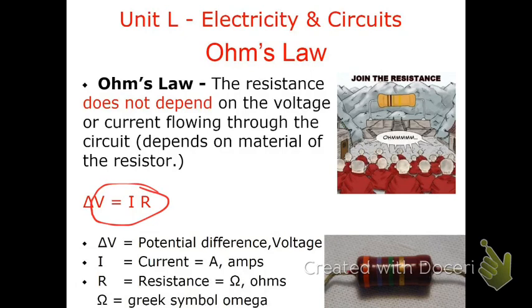Current is measured in amps, named after Ampere. The symbol is I and the unit is A. Resistance is measured in ohms, and the Greek symbol omega is that kind of goofy looking upside down U.